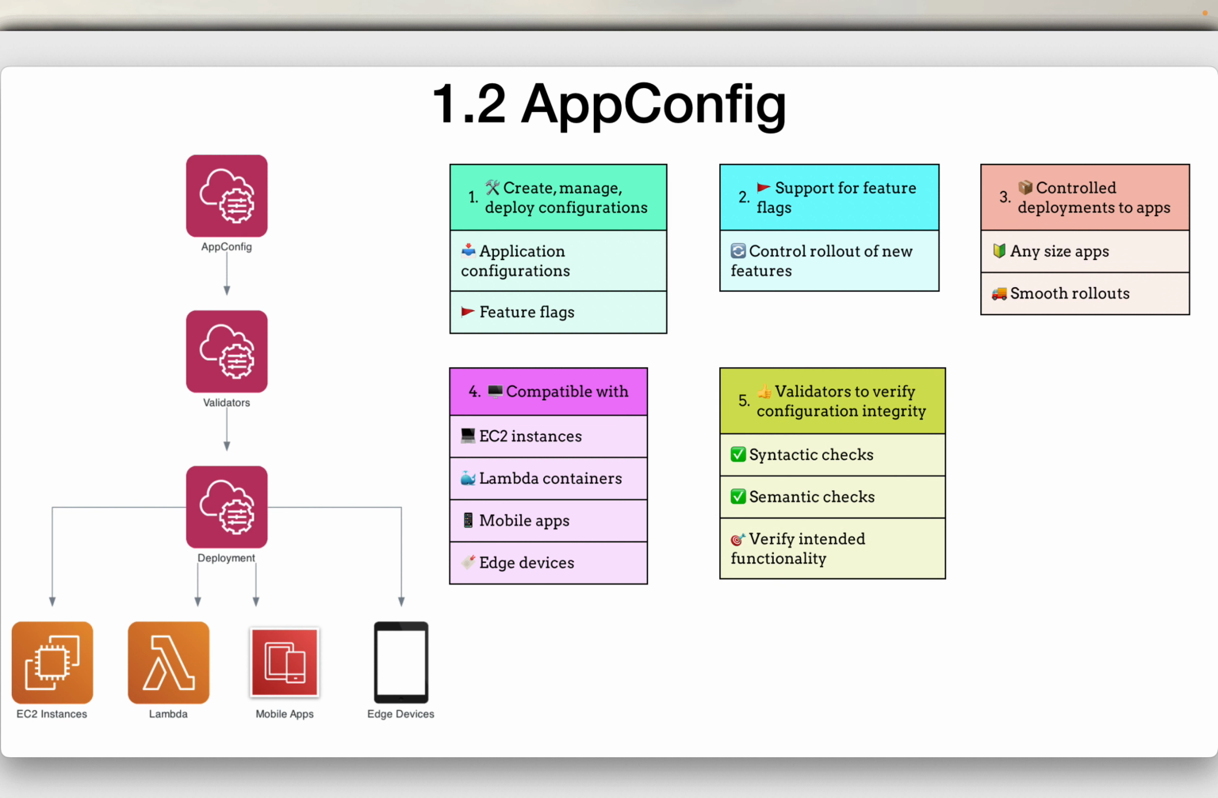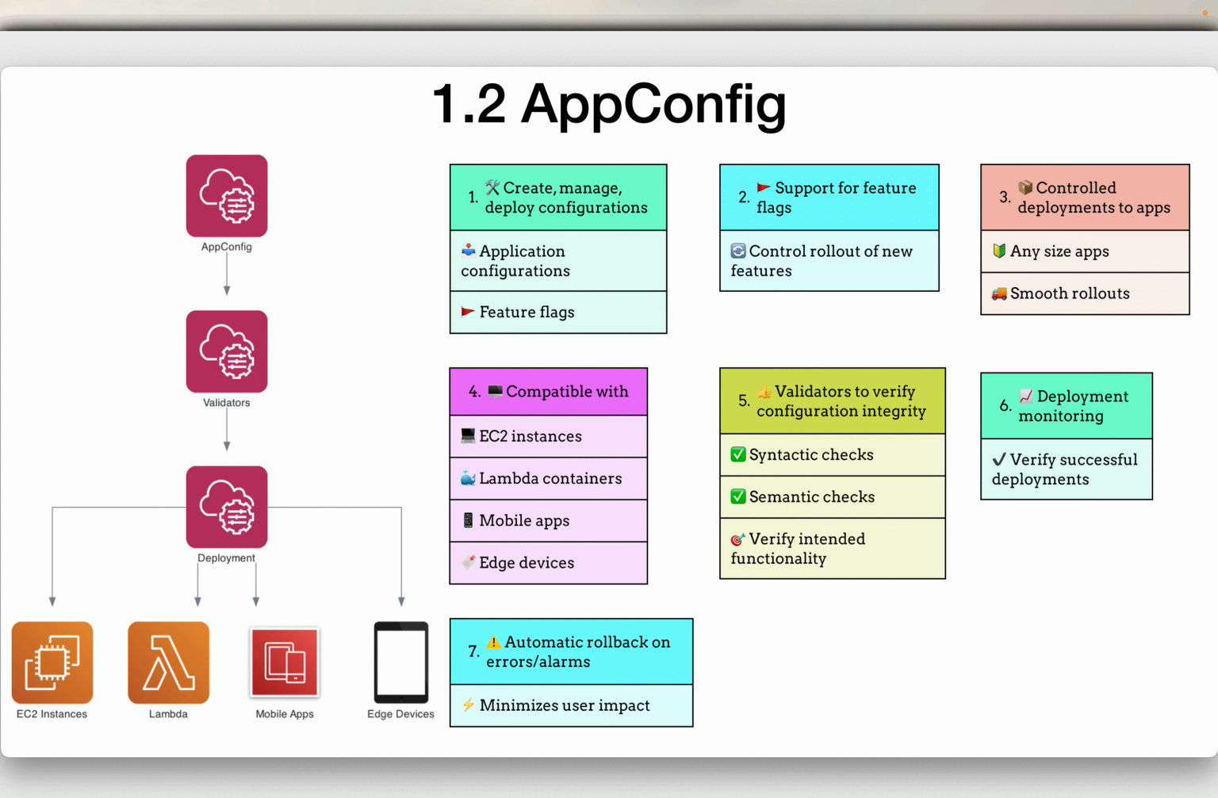To prevent errors when deploying application configurations, AppConfig includes validators that provide syntactic or semantic checks to verify that the configuration works as intended. During a configuration deployment, AppConfig monitors the application to verify that the deployment is successful. If the system encounters an error or if the deployment invokes an alarm, AppConfig rolls back the change to minimize impact for your application users.